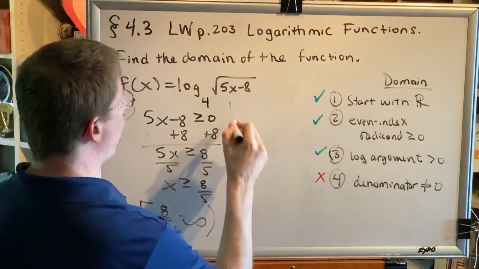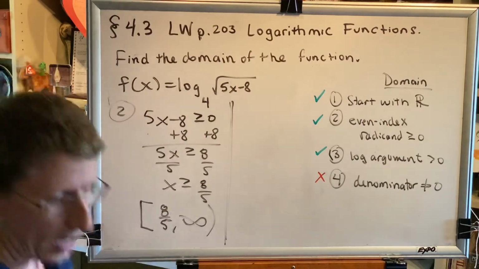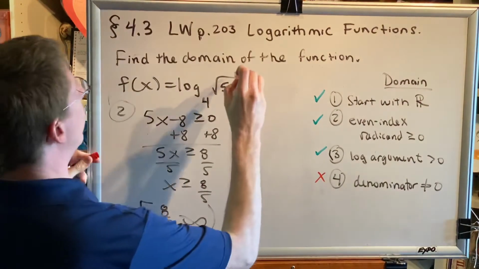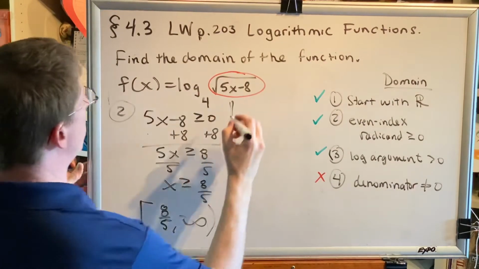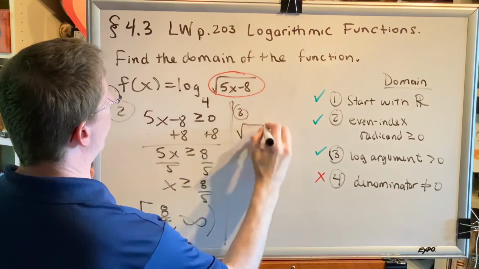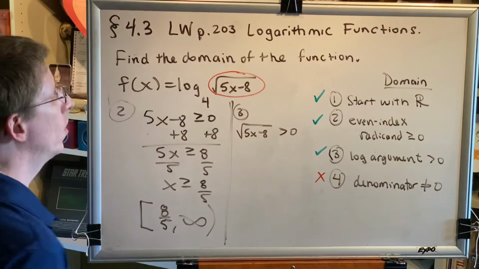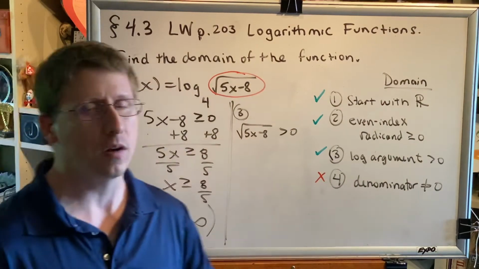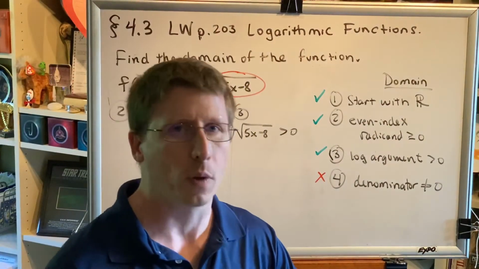Step 3, log argument greater than 0. Well, we do have a log argument. We indicate log arguments with a red circle. This right here is our log argument. So what that tells me is that in step 3, the square root of 5x subtract 8 has to be greater than 0. Now, the only way you're going to get a result greater than 0 when you take a square root is if the thing underneath it is greater than 0.